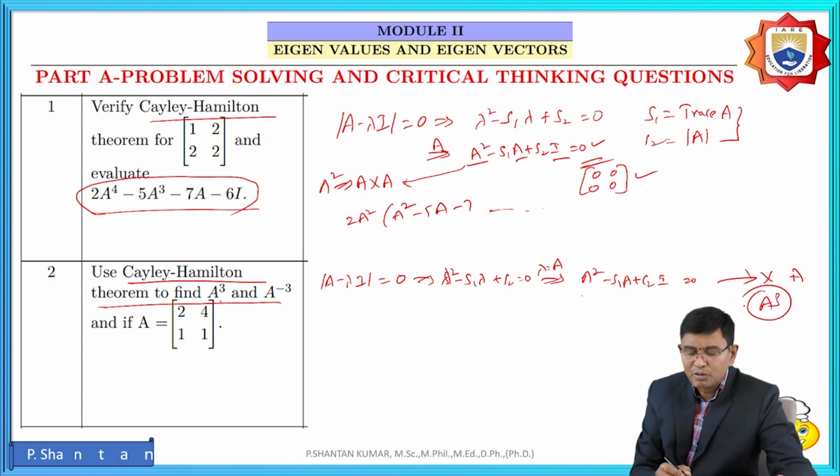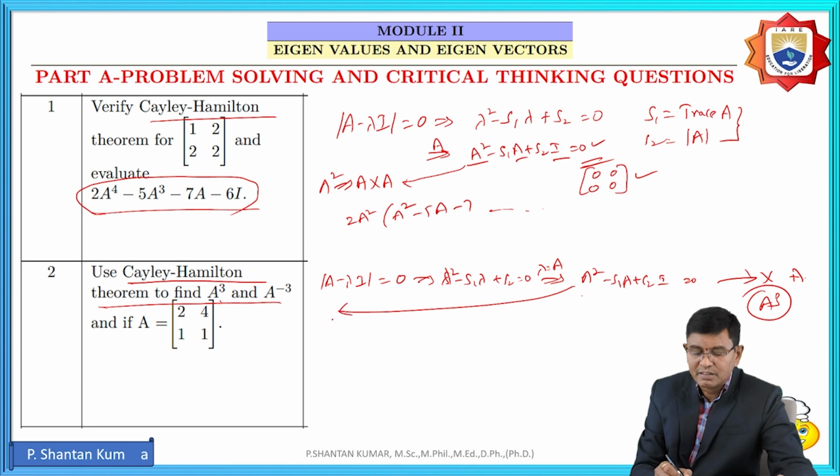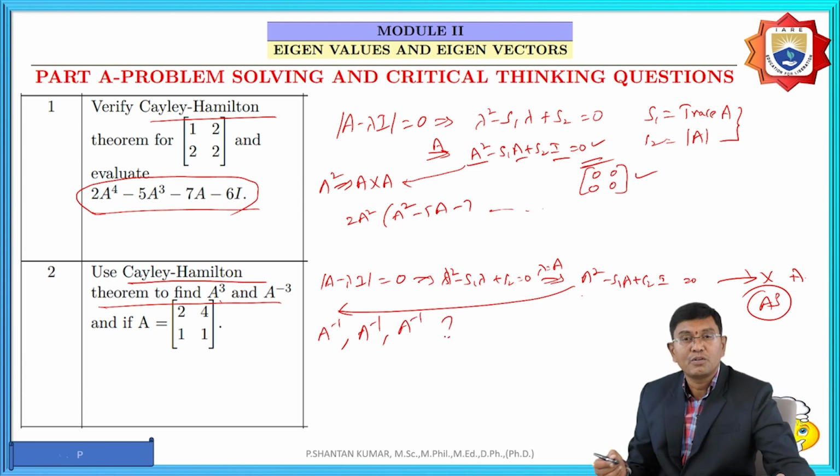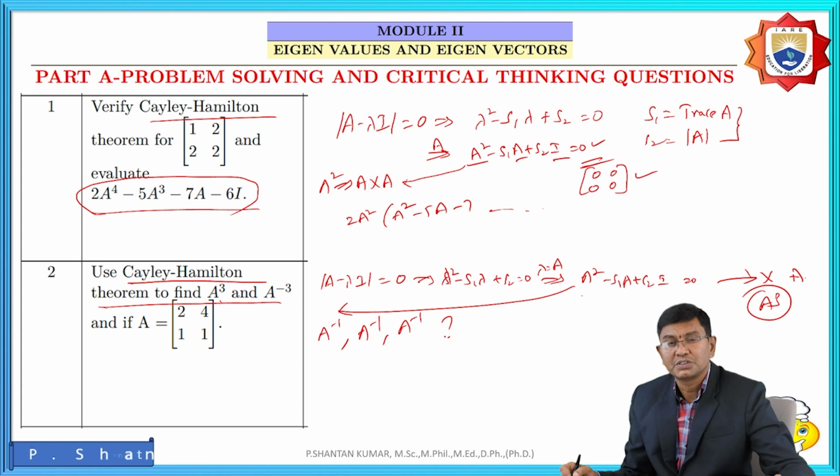Similarly, for A power minus 1, we multiply this equation by A inverse, and again by A inverse, and once more by A inverse, and we find that A power minus 3 is the required solution.